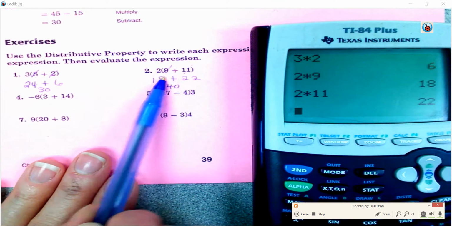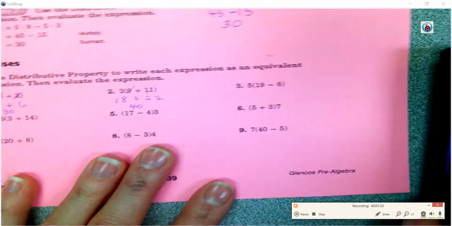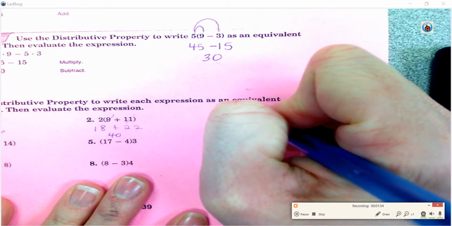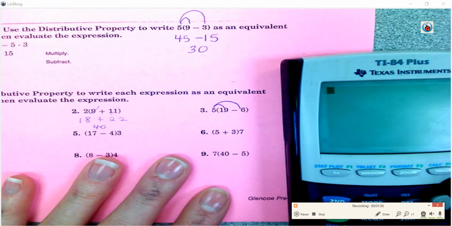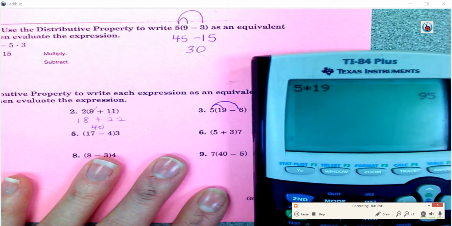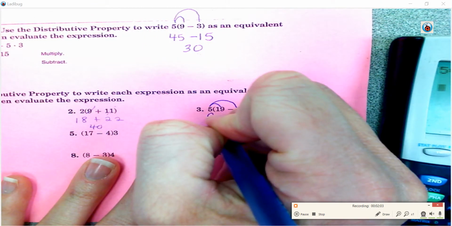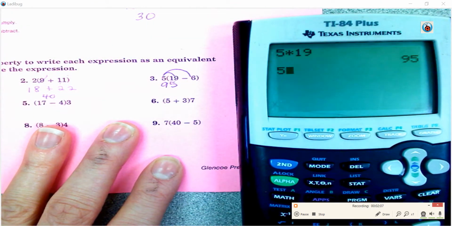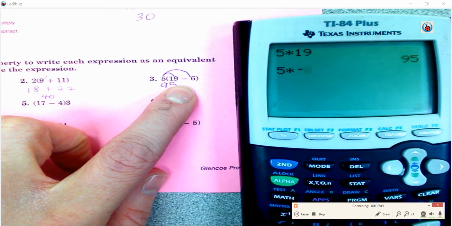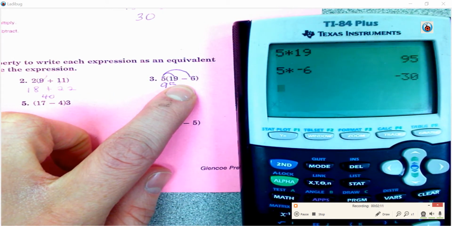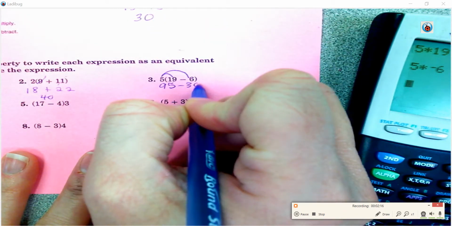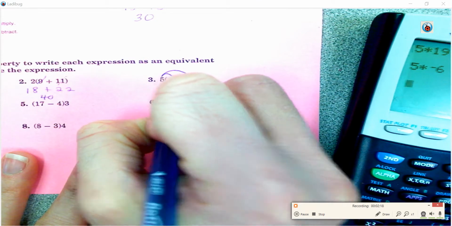One thing you can do is cross off the numbers as you use them. You can also do these little rainbow arches like I did here that show you what multiplies together. So I have 5 times 19, which is 95. And then here's the trick, don't forget the negatives there. I have 5 times negative 6, which is negative 30. So next I put minus 30, not plus 30. And 95 minus 30 gives us 65.